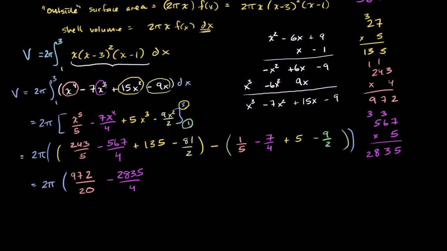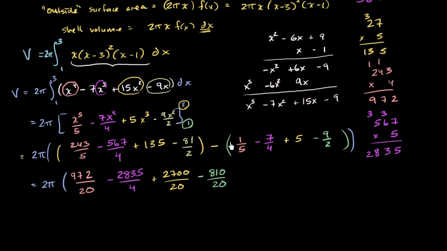Well, 135 times 2 is going to be 270, and then times another 10 is 2,700. So plus 2,700 over 20. Did I do that right? Yeah, that's right. And then finally, 81 over 2 is going to be the same thing as negative 810 over 20, with numerator and denominator both multiplied by 10.